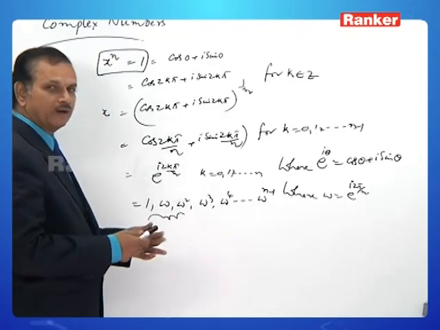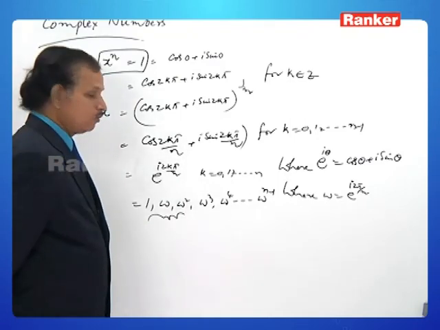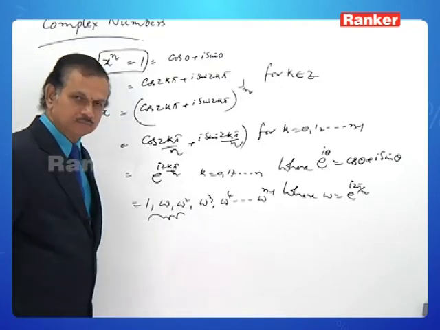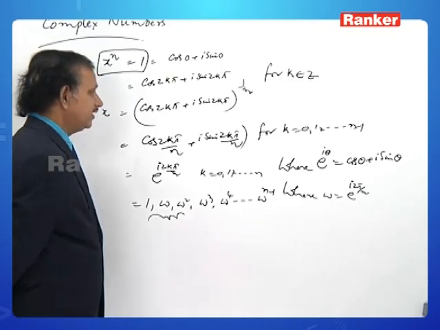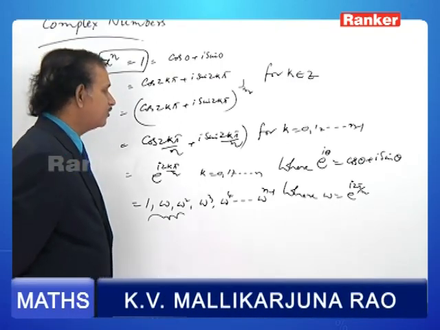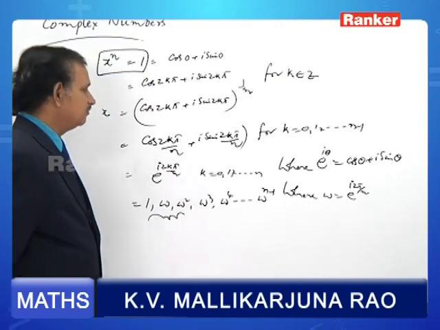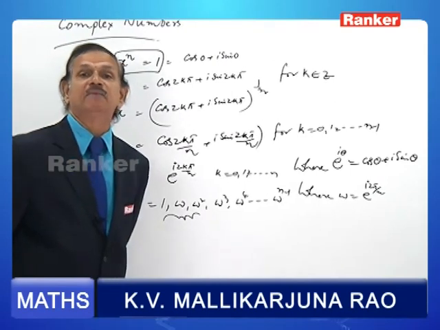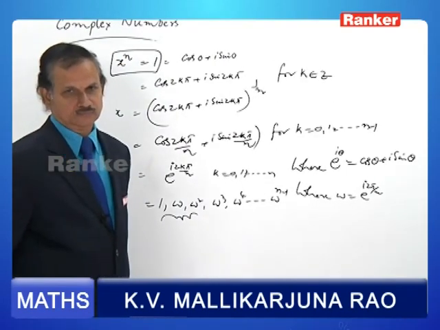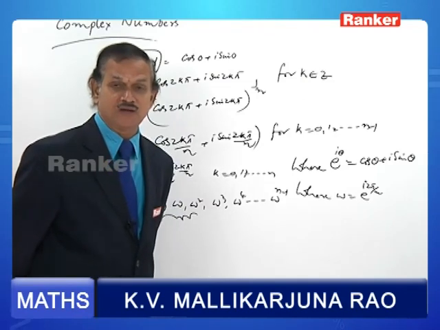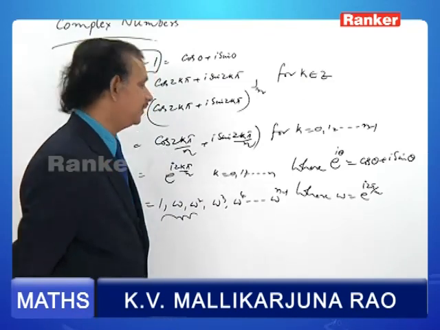1, omega, omega square. What is omega? e power i 2 pi by 3. What is omega square? e power i 2 pi by n, where n is 3, so omega square is e power i 4 pi by 3. So thereby you will be able to have the mod amplitude forms for omega and omega square here.